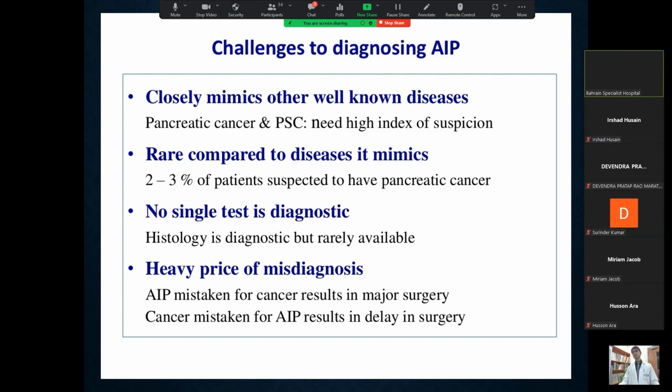So there are challenges to diagnosing autoimmune pancreatitis because it closely mimics pancreatic cancer and primary sclerosing cholangitis. So there should be a high index of suspicion of other disorders. And it is relatively rare compared to pancreatic cancer, roughly 2 to 3% of patients with suspected pancreatic cancer. So it's still the case that 70% of the patients will have pancreatic cancer. And unfortunately, there's not a single test to diagnose it. It's a set of different criteria. And if you misdiagnose it, it's a heavy price.